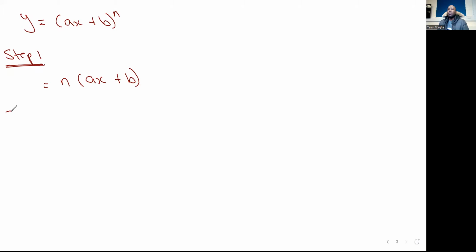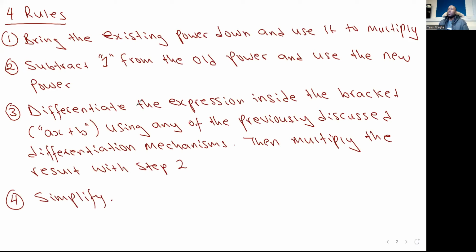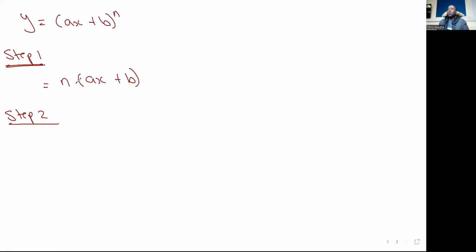Now, step 2, we're told that we have to subtract 1 from the old power and use the new power. So we have it down, it becomes n(ax + b), but the power that we had here was n. We have to subtract 1 from it. So basically, it's like applying the power rule: you bring down the n, then you subtract 1 from it. Is that okay?